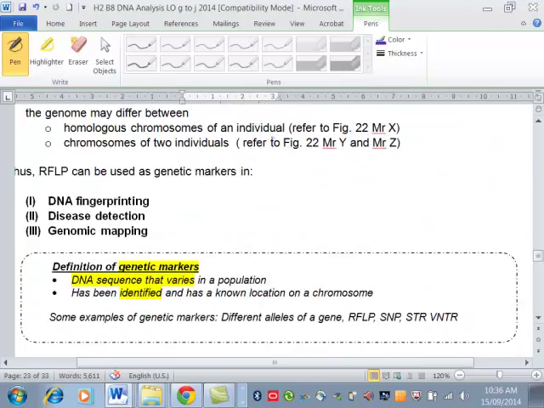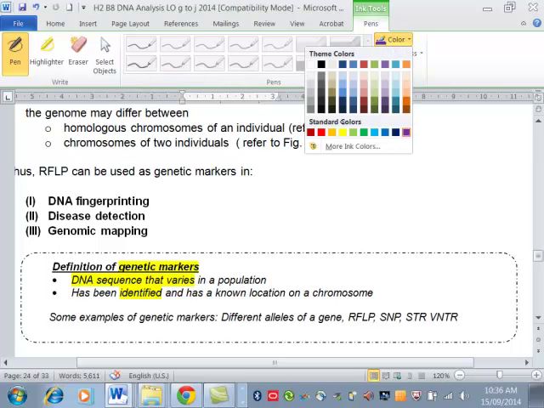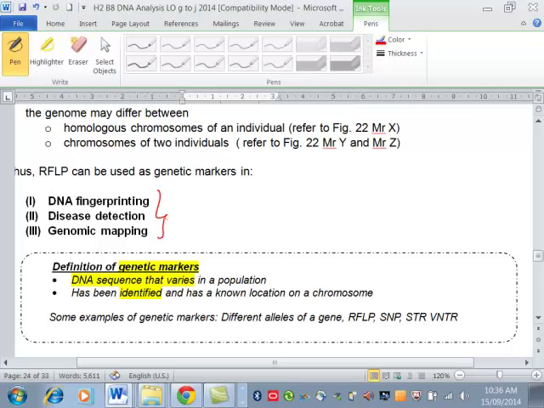So class, just to remind you again, RFLP has 3 applications. The 3 applications are here: DNA fingerprint, disease detection, and genome mapping.